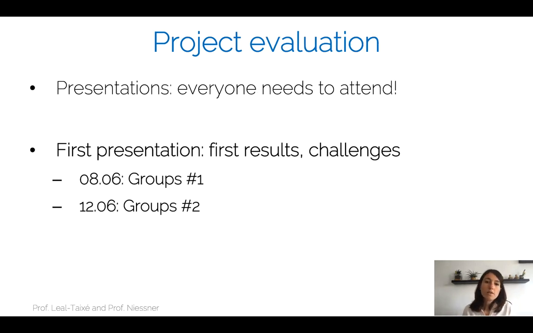Okay, so the project evaluation is going to be separated into presentations and poster presentation. So we will have 2 sets of presentations. Now on the 8th and 12th of June, we're going to have presentations separated into 2 groups, and these groups, we will let you know to which group you actually belong. For this first presentation, you just have to present first results, first challenges that you had, what kind of data sets did you find for your challenge, how did you set up these data sets, all of these things. Maybe the first neural network, the first baseline that you actually trained already.